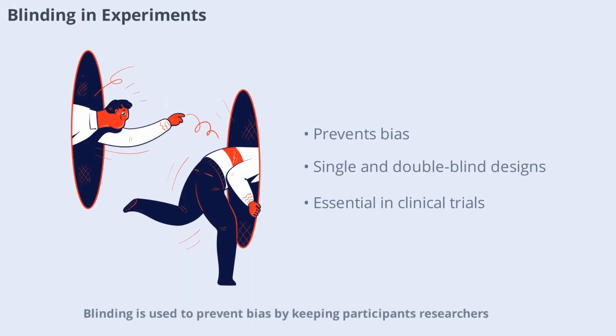Blinding is used to prevent bias by keeping participants, researchers, or both unaware of group assignments. Single-blind experiments conceal information from participants, while double-blind designs keep both participants and researchers in the dark. This approach helps ensure that expectations don't influence the results. Blinding is especially important in clinical trials, where placebo effects can impact outcomes.